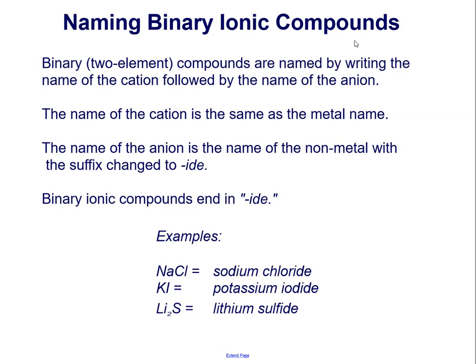Naming binary ionic compounds. Binary, which means two-element, compounds are named by writing the name of the cation followed by the name of the anion. The name of the cation is the same as the metal name. The name of the anion is the same as the nonmetal, with the suffix changed to -ide. Binary ionic compounds all end in -ide. Examples: sodium chloride, potassium iodide, lithium sulfide.